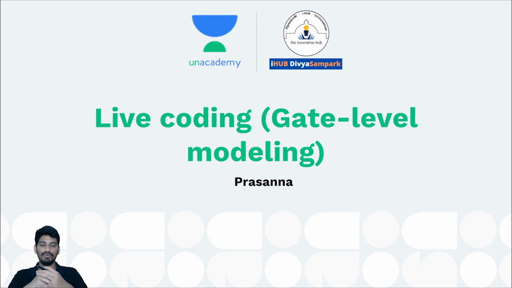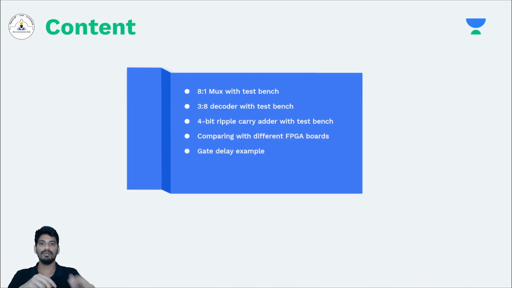So in this session, we'll do the live coding on gate level modeling that we have explained so far. I will do the following projects. First, I will implement an 8:1 multiplexer that we have already described. I will do the implementation as well as write the test bench to check the functionality of this multiplexer. And then I will move to a 3-to-8 decoder and write a test bench for it to check its functionality.